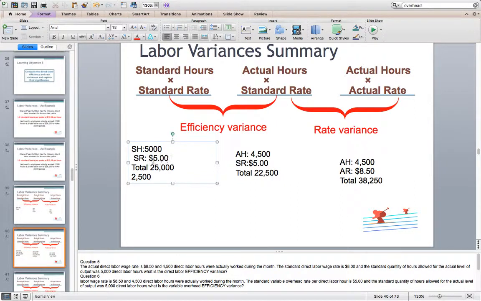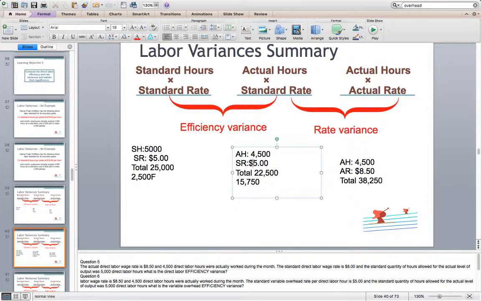Favorable or unfavorable. So standard rate's exactly the same. Standard hours was 5,000, but you came in at 4,500. So you came in under budget. That's a good thing. Your manager will be happy with that. And so now we look at 2,500 over here compared to 38,250. And so we have a variance of 15,150.